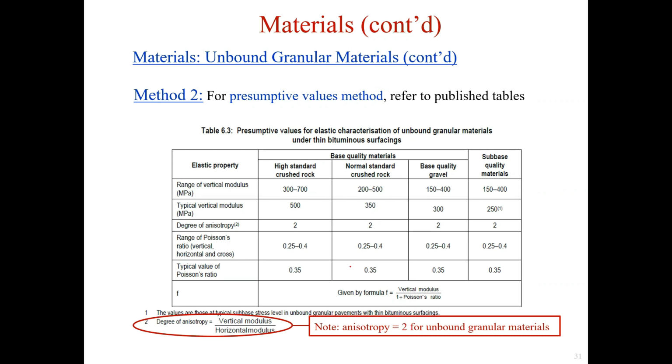The unbound granular materials are anisotropic materials, and the anisotropy is the ratio of vertical modulus to horizontal modulus, which is 2. So if you know the vertical modulus of the unbound granular materials, you can easily work out the corresponding horizontal modulus.